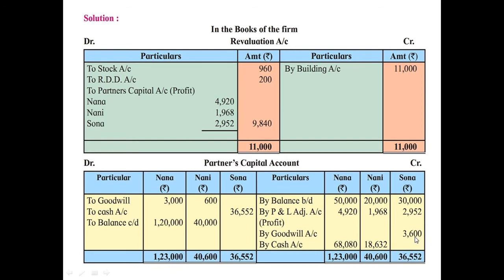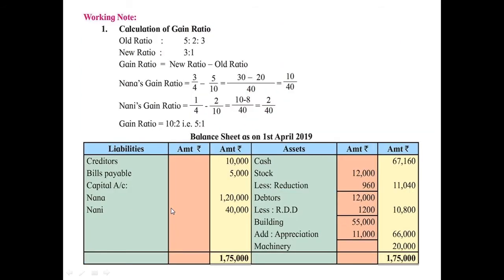They have further given that the goodwill is written off. So the entry will come on the debit side of the partner's capital account. Students, when I was explaining about goodwill, I had explained that whenever the share of goodwill of the retiring partners is written off, it is recorded in the gain ratio. So here the working is done for calculation of the gain ratio. The formula to calculate gain ratio is new ratio minus old ratio.